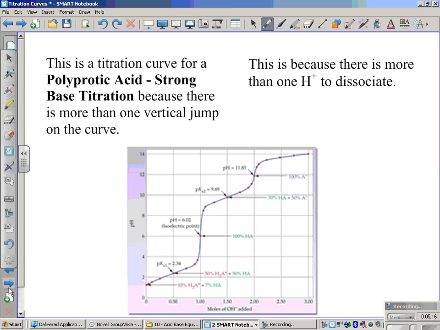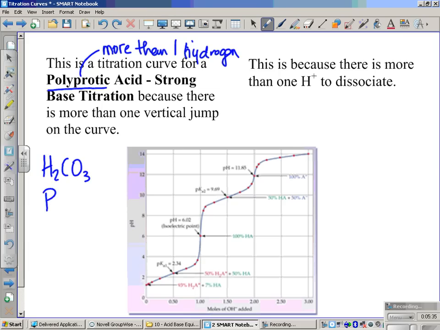Another graph we have is this one. This one is for a polyprotic acid. If you remember, polyprotic acid means more than one hydrogen. So something like carbonic acid is polyprotic. Phosphoric acid is polyprotic. So the reason why we knew this one was polyprotic is you see there's a jump here.